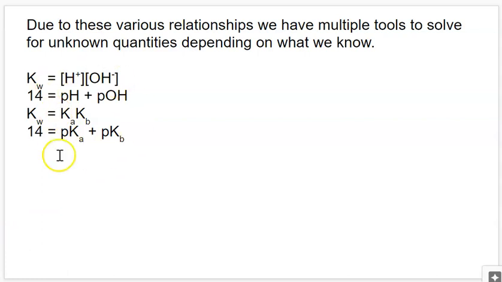I believe all of these are on your equation sheet. So just remember that Kw is equal to the hydrogen ion concentration times the hydroxide ion concentration, and then the pH plus the pOH is equal to 14. And then we have a similar relationship with our equilibrium constants. Ka times Kb is also equal to Kw, and 14 is equal to the pKa plus the pKb.